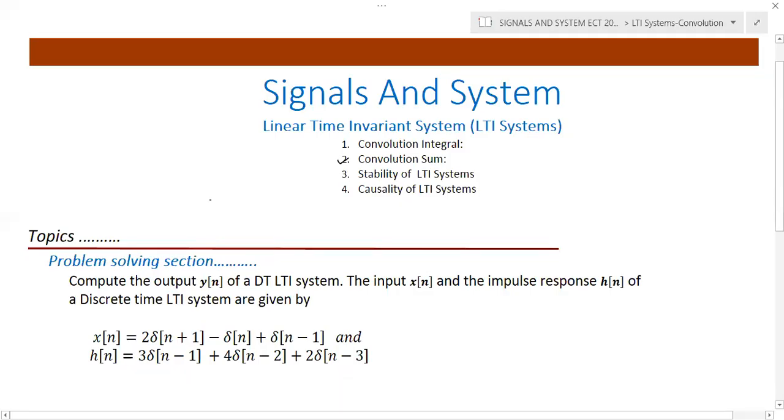In this particular lecture, we will discuss the convolution sum concept, and in order to explain the convolution sum, we will use one example problem. Here, two signals are given, x of n and h of n. We need to find the convolution of these two signals. That is, we need to find out the output y of n of a discrete-time LTI system, whose input x of n and h of n are given.